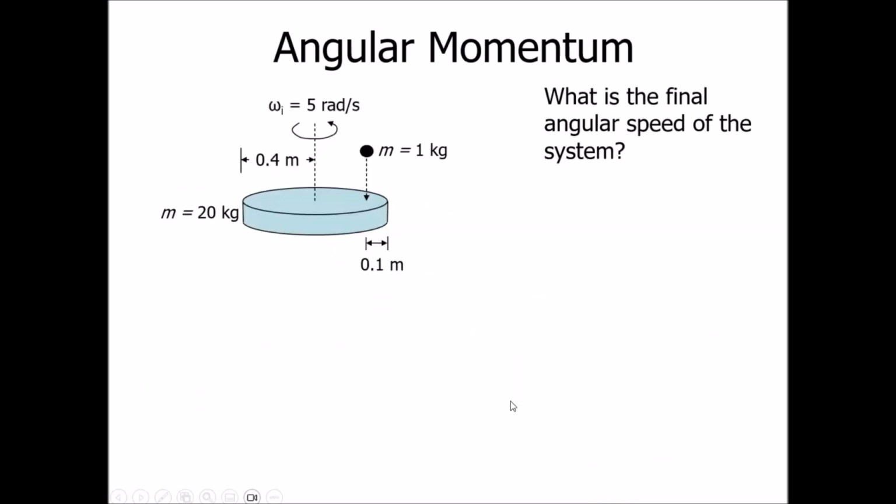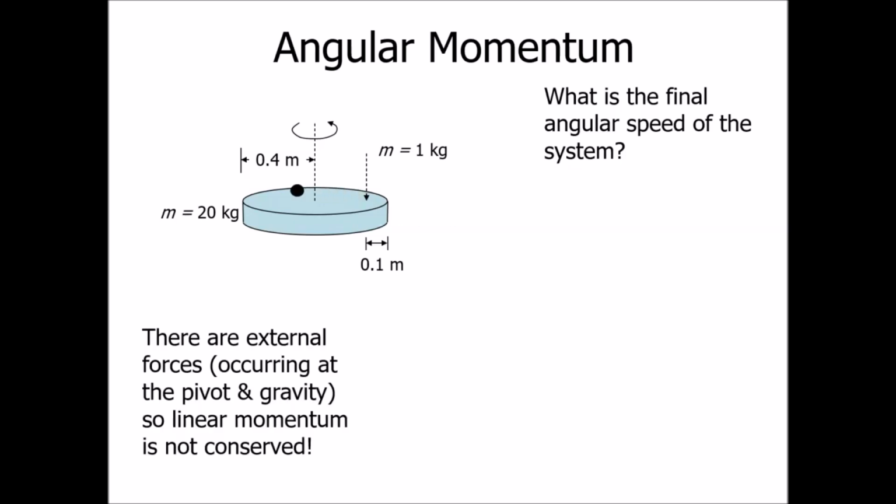Let's look at another example for angular momentum. So we have this disc that's spinning around at 5 radians per second, and we're going to drop this clay ball straight down on top of it. Let's figure out what its new angular speed would be. It's going to have conservation of angular momentum because there's no external torque.